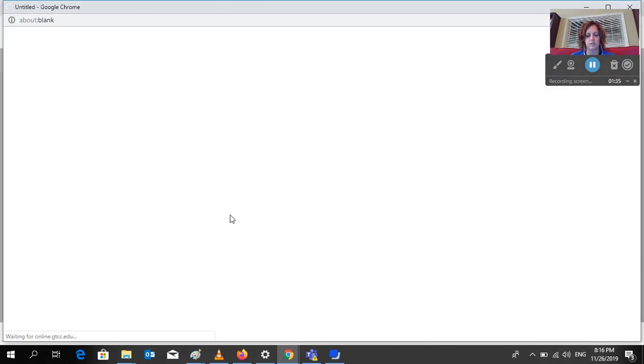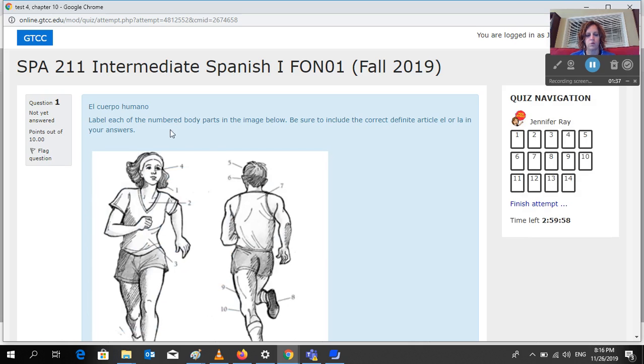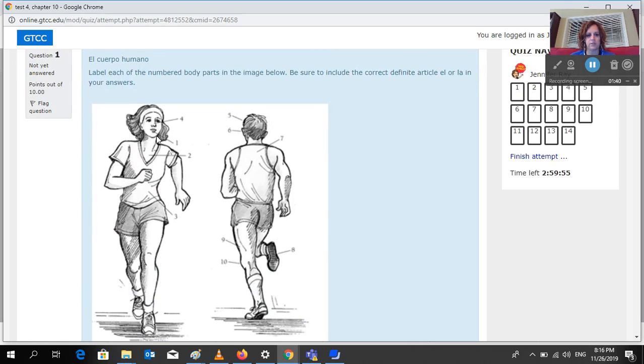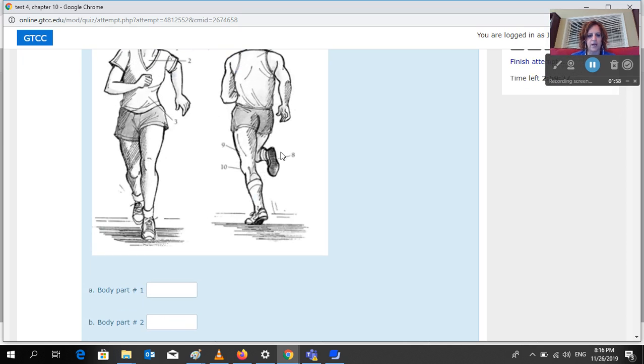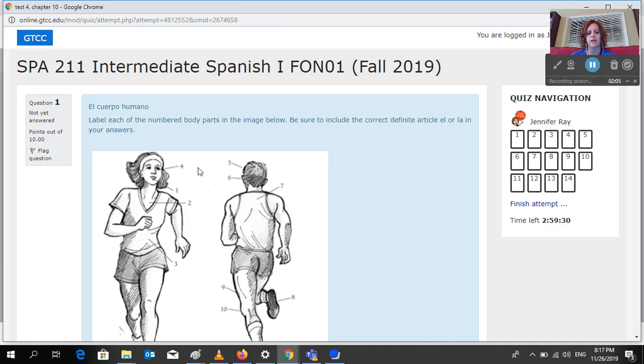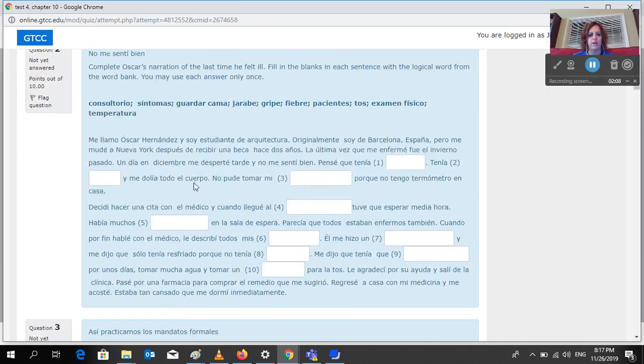I'm going to open it up so you can see what it looks like. You are going to label the body parts. So for number 1, it's the mouth, 2, the neck, 3 is the stomach, 4 is the nose, 5 is the head, 6 is the ear, 7 is the back, 8 is the foot, 9 is the leg, and 10 is the knee. So just label the body part and use the el and la with the body part you're labeling.